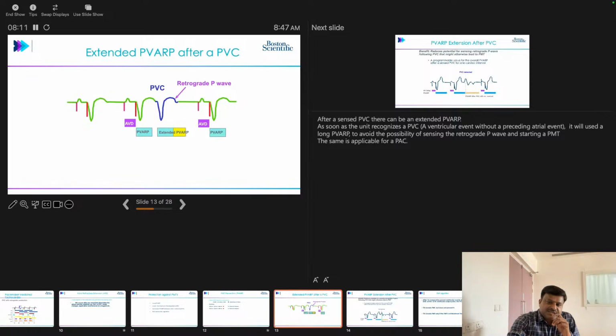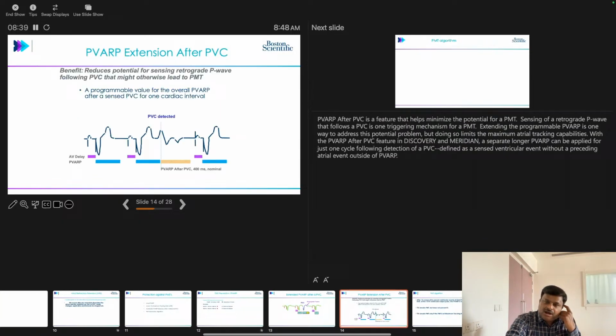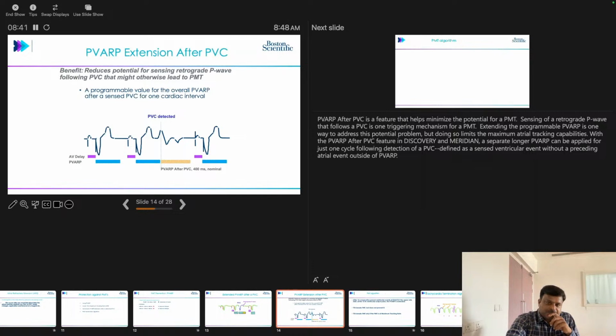Once you extend this PVARP, the retrograde P wave will fall in the refractory period, so that it will not conduct, or it will not come into the picture for the timing cycle. And next, after the expiry of the timing interval, the pacemaker will initiate a P wave and it will be generated. So the endless loop tachycardia will be avoided for a particular patient.